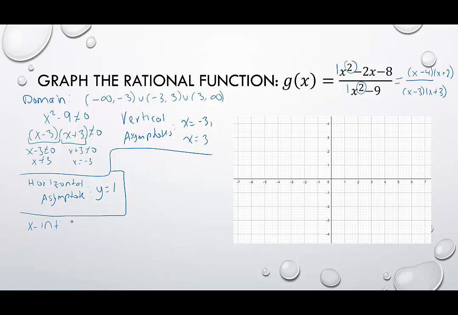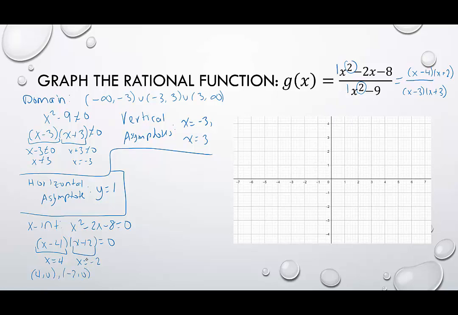So what we're going to do is we're going to say x squared minus 2x minus 8 is equal to 0. That's going to help us find our intercepts. And we've already factored this. This is x minus 4 times x plus 2 is equal to 0. So this would be x equals 4. And this would be x equals negative 2. So we have two x-intercepts. We have one at (4, 0), and we have another one at (negative 2, 0).